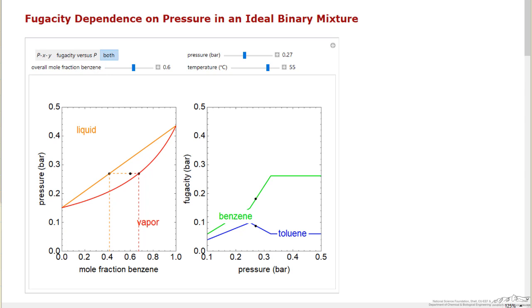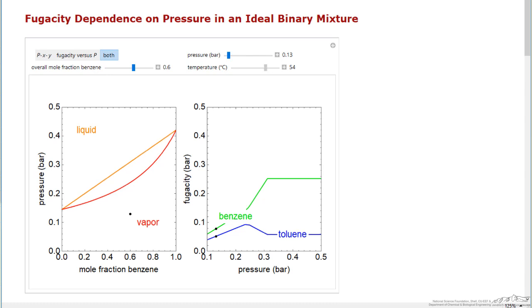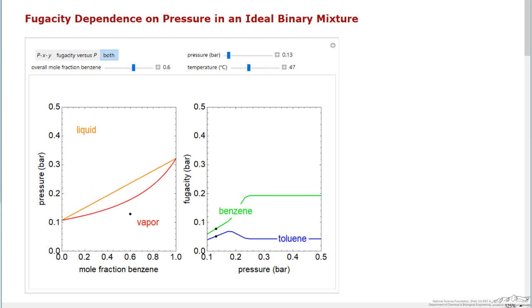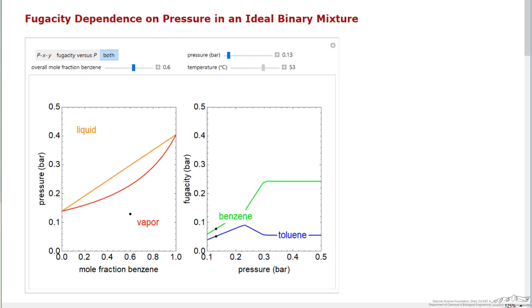You can see if I change the pressure, I'm moving the point, so I'm in the liquid phase region on the left, and likewise on the right, then in the two-phase region here, and then vapor phase at low pressure. If I change the temperature to a lower temperature, these curves move down; change it the other way, they move up, and the region where we have phase change obviously changes.